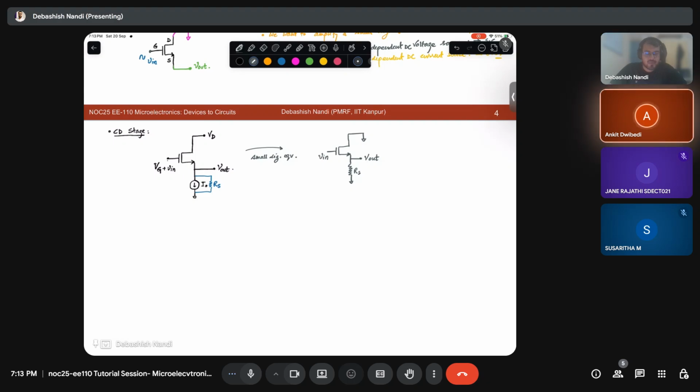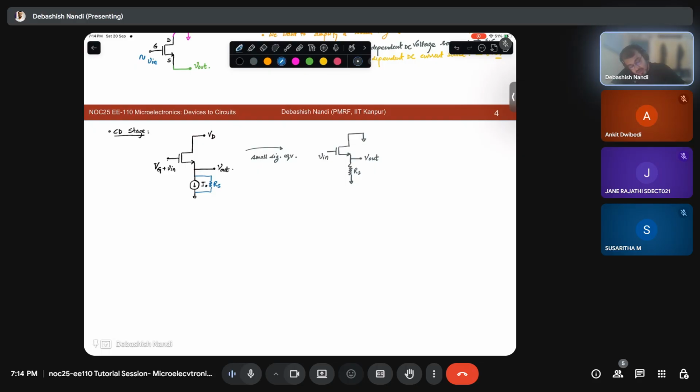By applying KCL at the output side. No, by applying KCL at the output side, but you first draw the small signal equivalent circuit, right? Yes, sir. That we have to do. So basically what you currently do is, you draw it like this. You connect your G, then this is my S terminal, and you will have this RS connected.